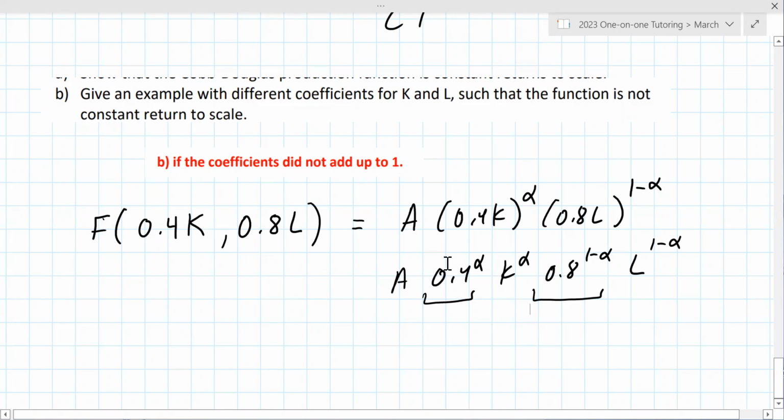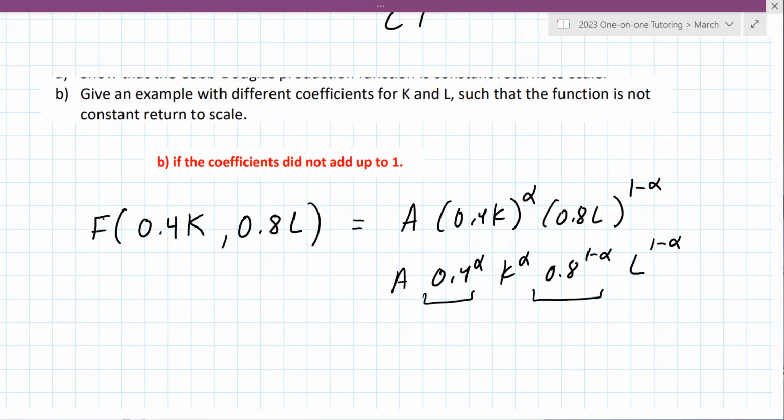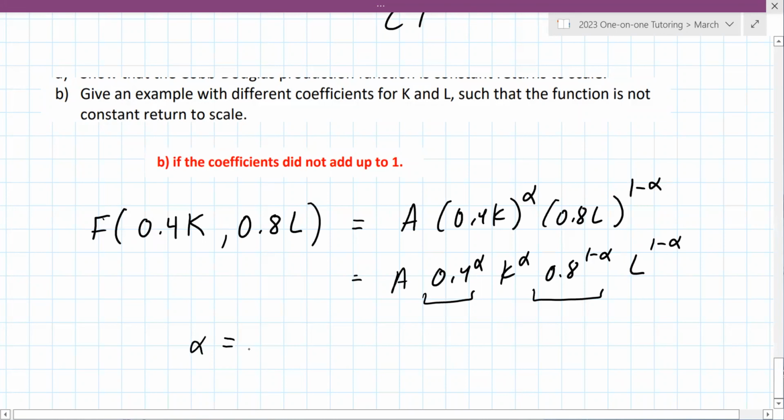Assuming you don't get a calculator in this class. We do. Oh, you do. Okay, so this one's actually also open note. So you could, for example, let alpha equal 0.5 and actually show that 0.4 to the 0.5, 0.8 to the 1 minus 0.5, does not equal 0.4 plus 0.8.